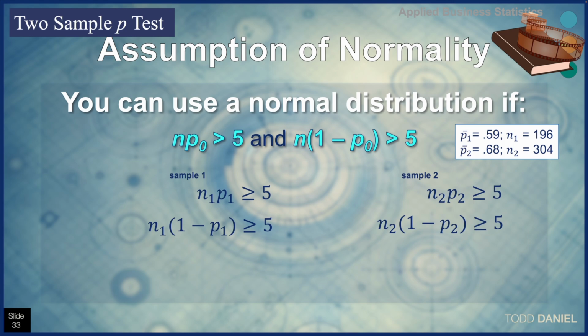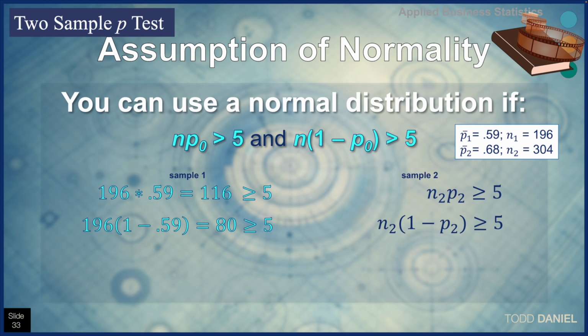To help this make sense, I've included the proportions and the sample sizes in this example. So let's check sample number 1. 196 times 0.59 is 116. That is greater than 5. So this part of the assumption has been met.